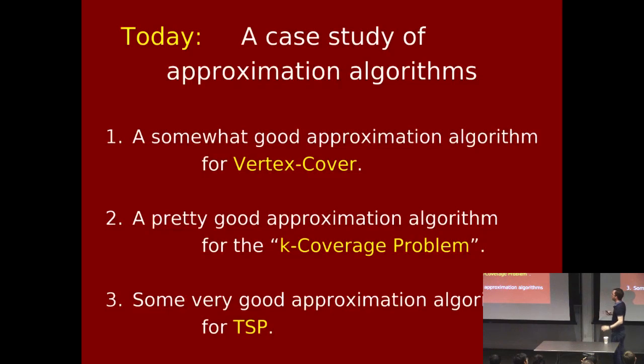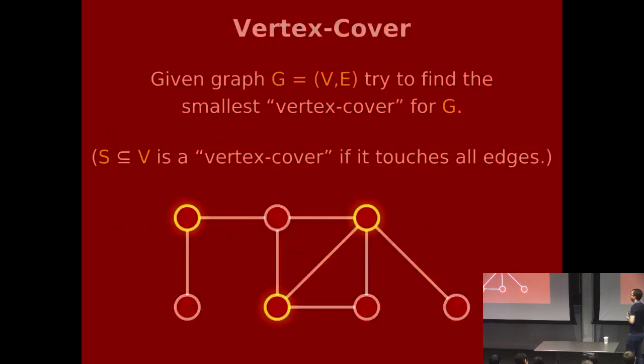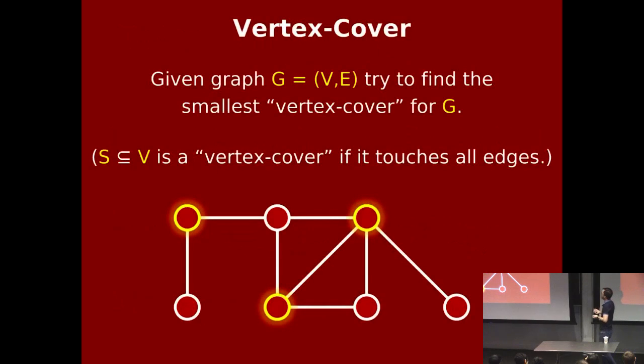Okay, so it's kind of a lecture of examples. So let's start with Vertex-Cover. Let's remember Vertex-Cover. You're given a graph G, and now we're just going to think about the optimization version where you're trying to output a Vertex-Cover which is as small as possible.